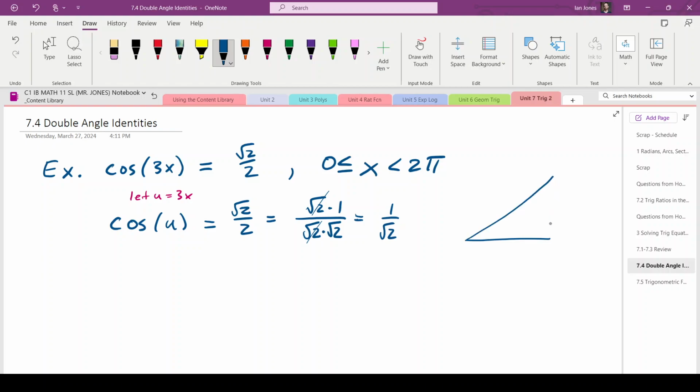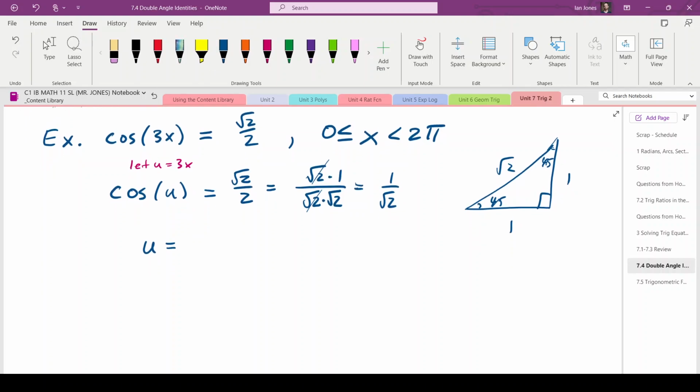This should be ringing bells that we've got this triangle here, 1, 1, root 2, where we have 45 degrees or pi over 4 in both of our acute angles. So we can solve this. We can say cosine of u, we can say that u equals 45 certainly, or pi over 4. We can see that our domain is up to 2 pi, so we're looking for radian solutions.